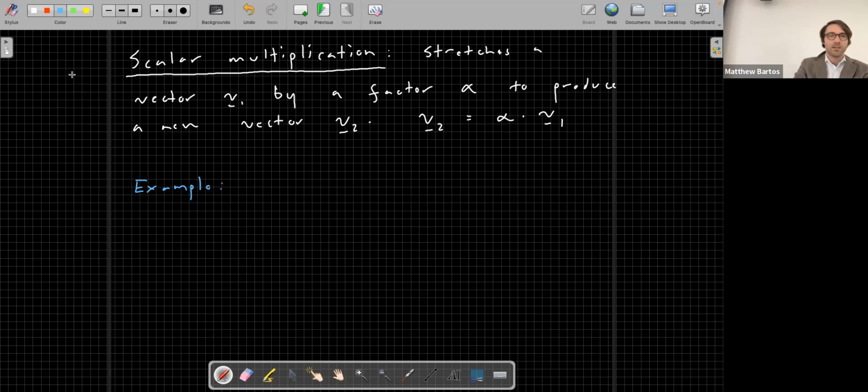Okay, let's say we have V1, our vector, is equal to the ordered collection 4, 2. And we have some scaling factor alpha equal to 1/2. Let's go and visualize that.